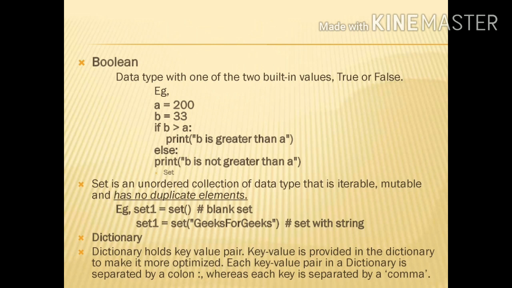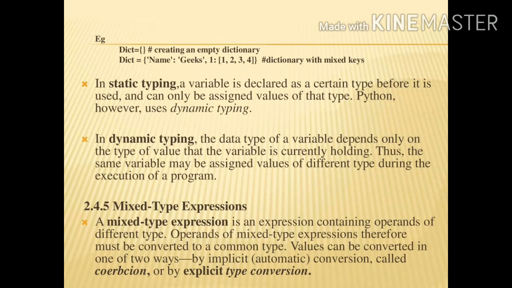The next, dictionary. A dictionary holds key value pairs. Key value is provided in the dictionary to make it more optimized. Each key value pair in the dictionary is separated by a colon, whereas each pair is separated by a comma. A dictionary with curly brackets, d = {}, creates an empty dictionary. A dictionary with curly brackets and single quotes and the values inside it denotes a dictionary with mixed keys.